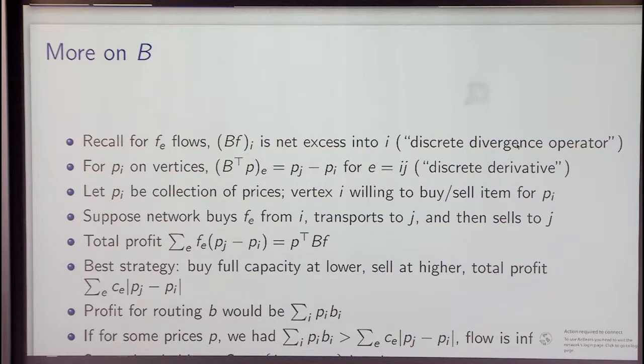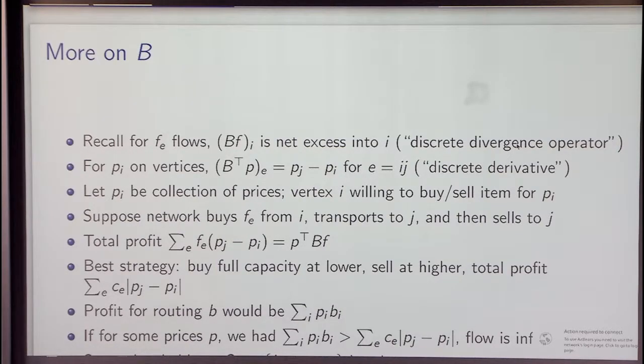So if such prices P were declared, the best thing you could possibly do would just be, for each edge, to look at the two endpoints, buy the full capacity from whichever one is cheaper, transport that full capacity across, and then sell to the larger one. And that would earn a total profit of the sum over all edges of the capacity times the absolute value of the difference. On the other hand, if the network had actually routed b instead, the total profit would be just this sum over all i of p_i b_i.